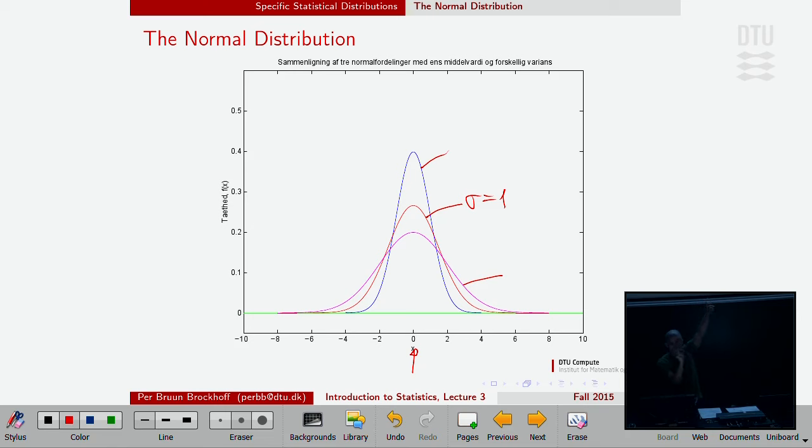This is just to make very explicit that the density function values themselves are not probabilities. It's only areas under the curve, under the density, that are probabilities.